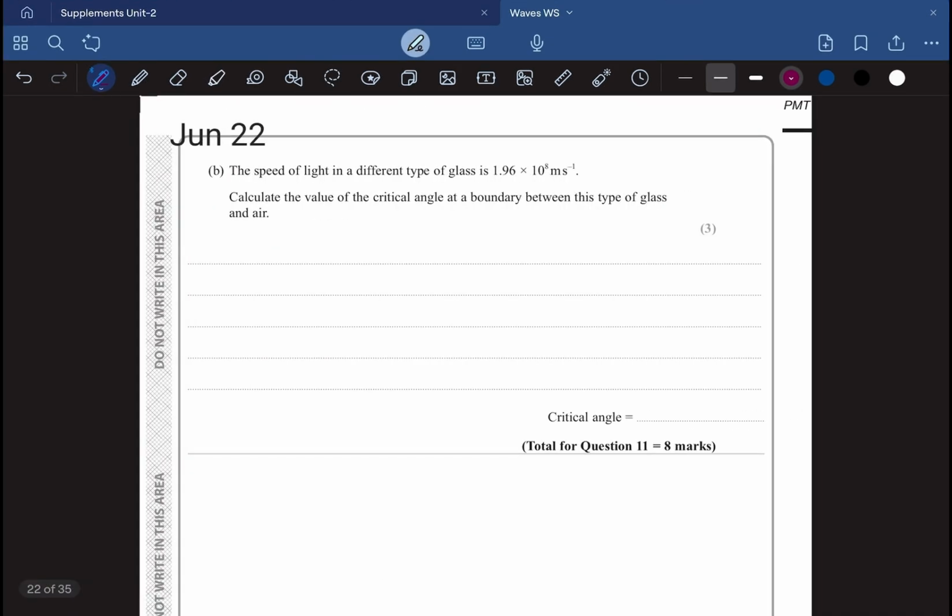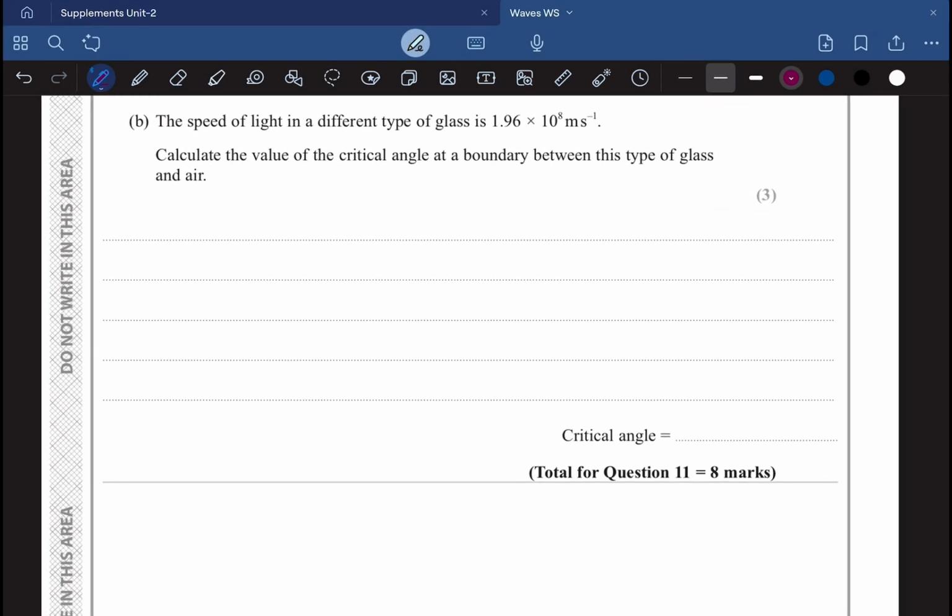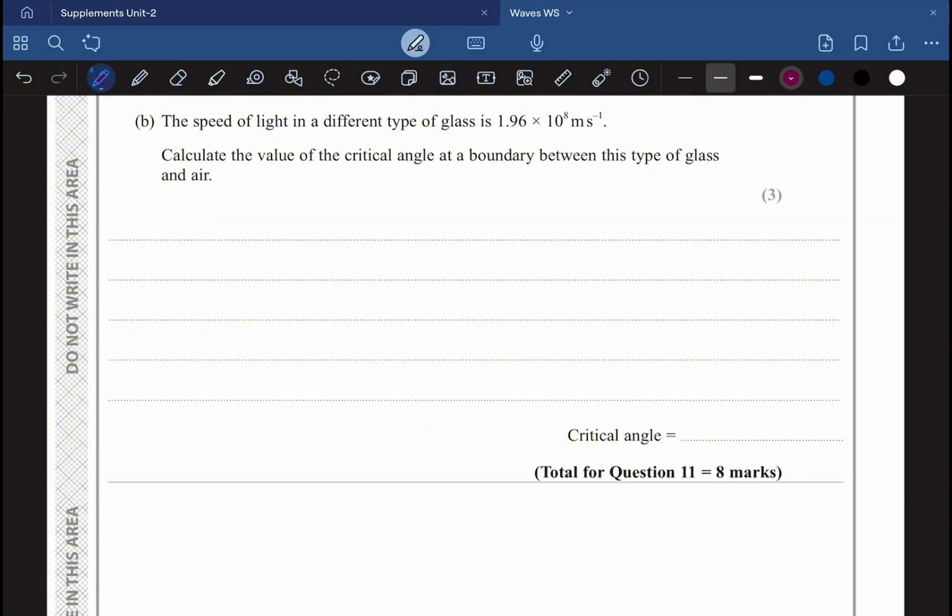Now in part B, it says the speed of light in a different type of glass is 1.96 into 10 to the power 8. Calculate the value of the critical angle at a boundary between this type of glass and air. So previously as well we have figured out how to find the value of the critical angle, right? Now we are thrown a different challenge.